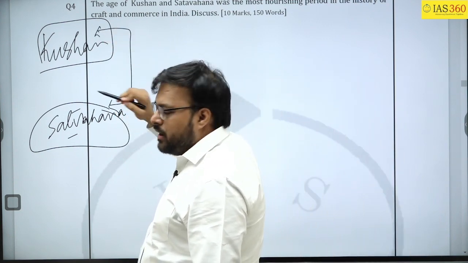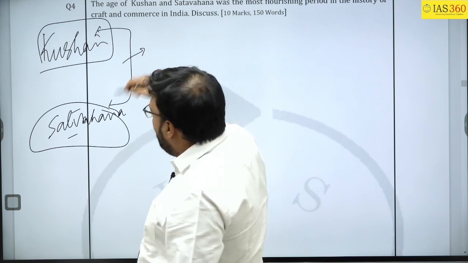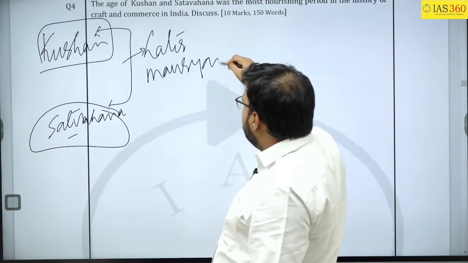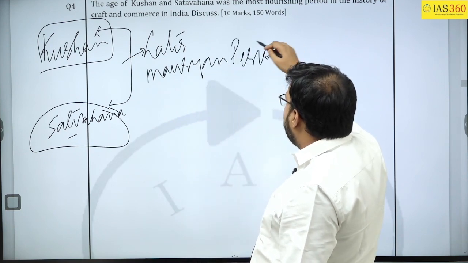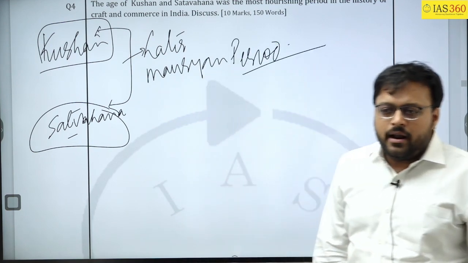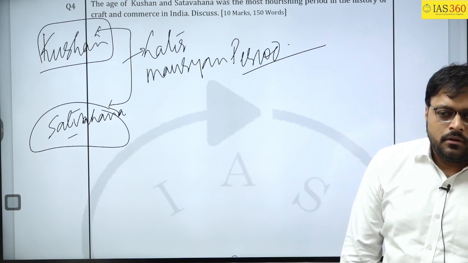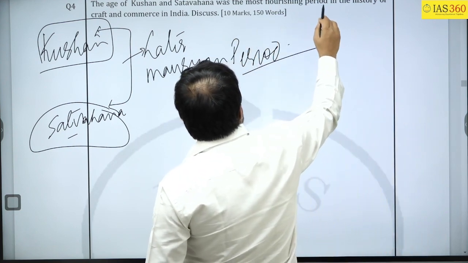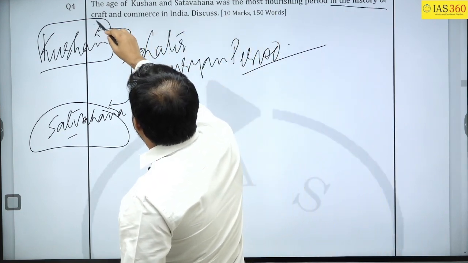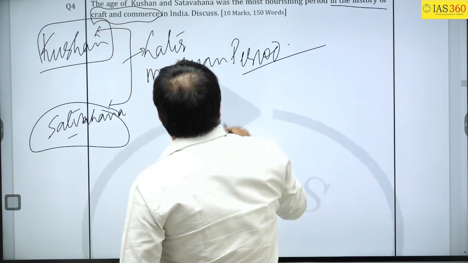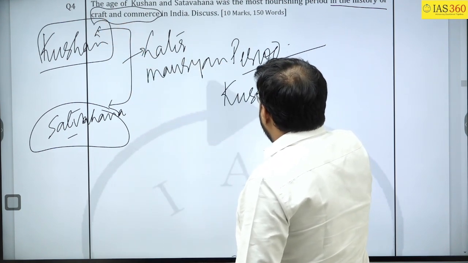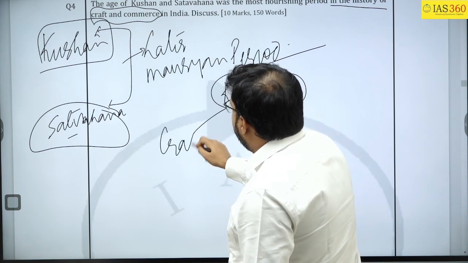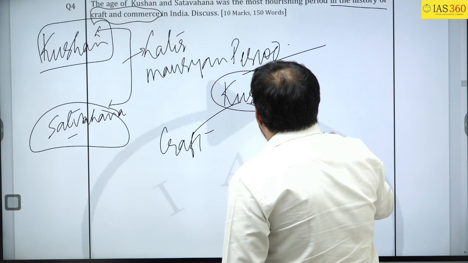So yes, you can draw a map there, or you can also draw the rise of the Kusan and Satavahana with the fall of the Maurya, or you can say the latter Mauryan period. We have seen the emergence of the Kusan in the north and the Satavahana in the south, and mention the timeline. Then the most flourishing period in the history of craft and commerce. So basically ये किसी ने नहीं किया है. Kusan, then talk about their craft and then talk about the commerce.